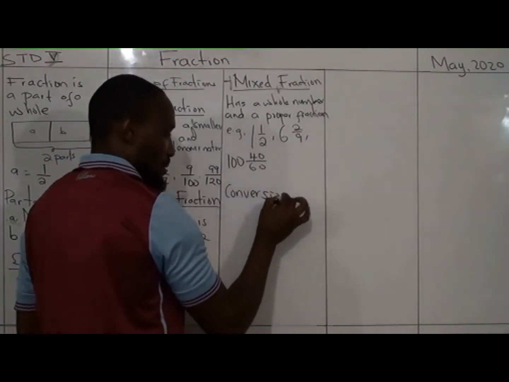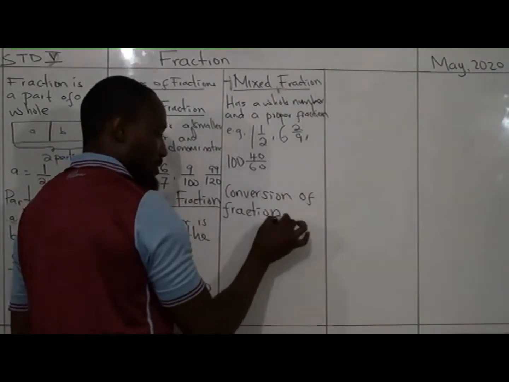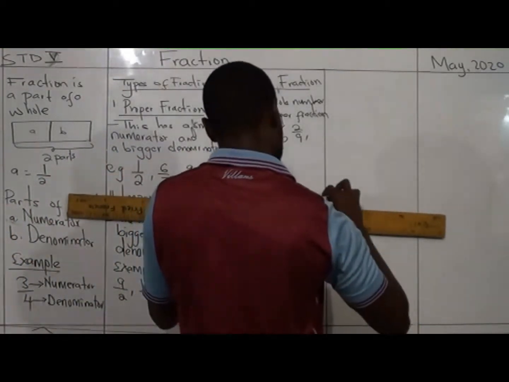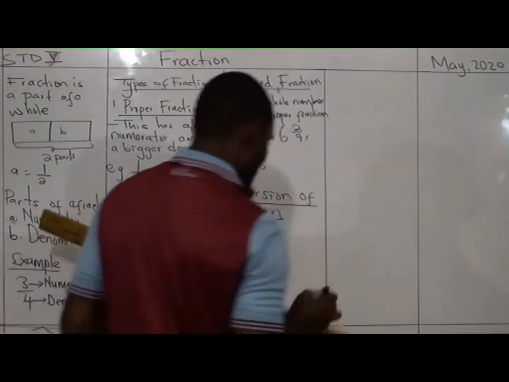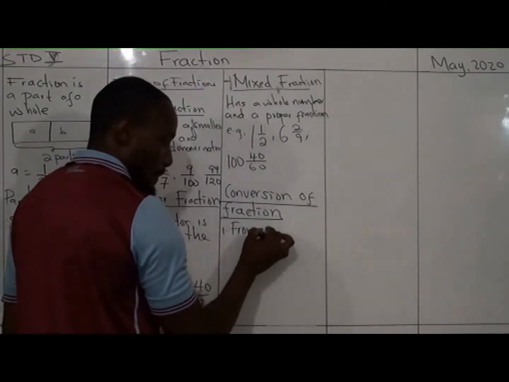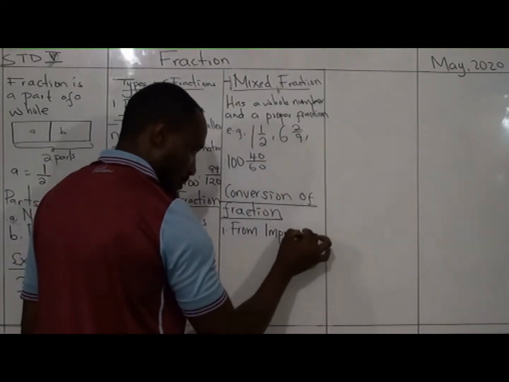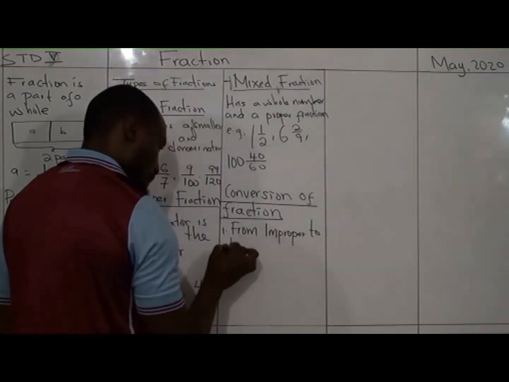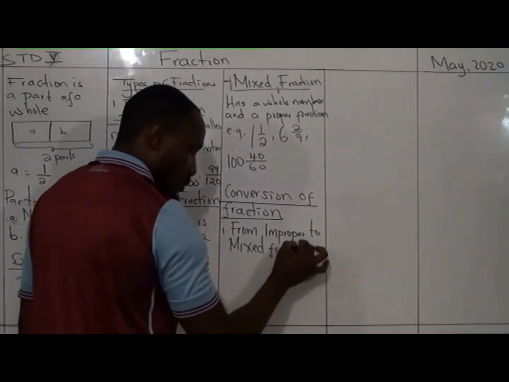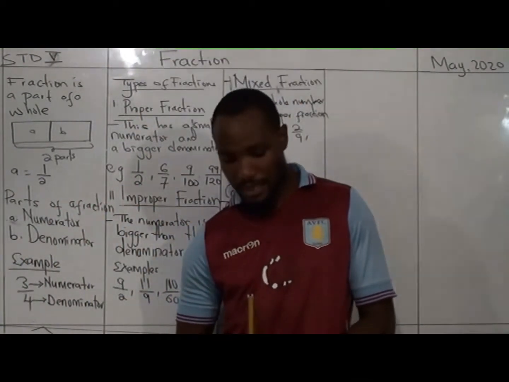Conversion of fractions. How do we convert fractions? I want you to listen very well. How do we convert fractions? Number 1, from improper to mixed fraction. How do we convert improper fraction to mixed fraction?